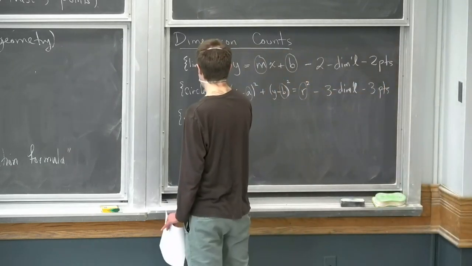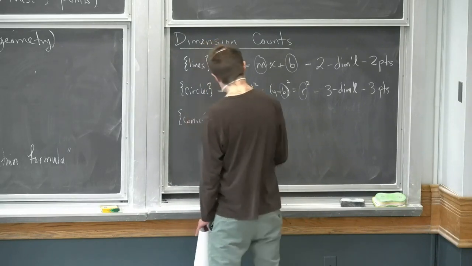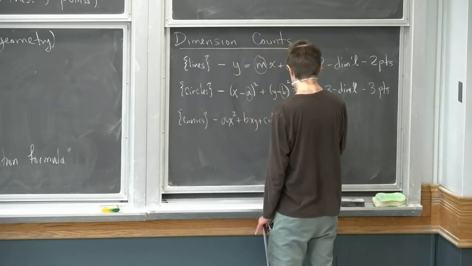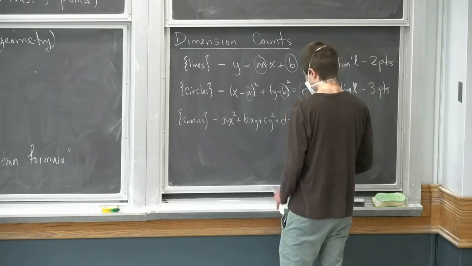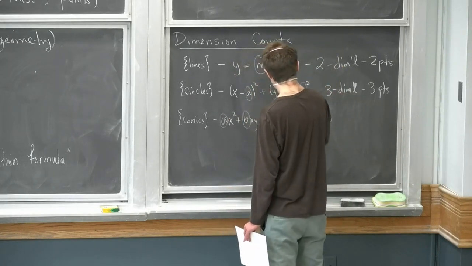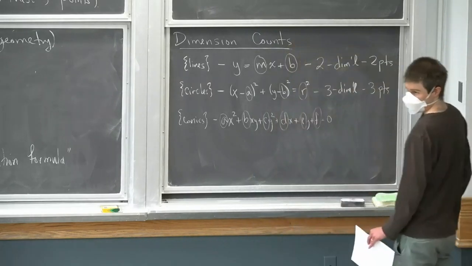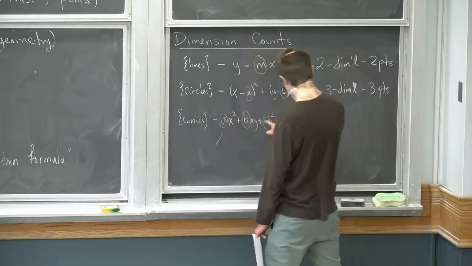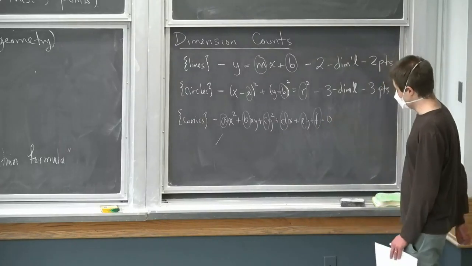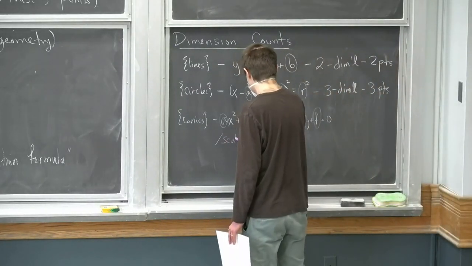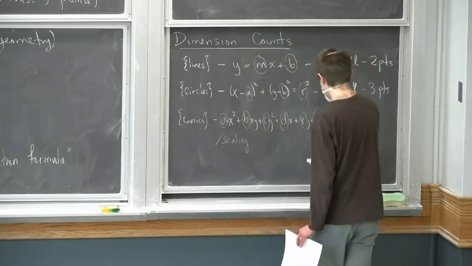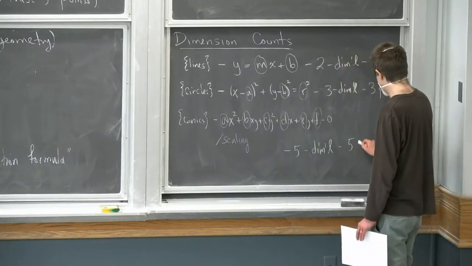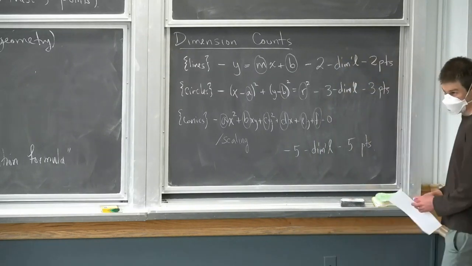Similarly, conics. Well, to specify a conic, I'd have to write this. And it looks like this is 6 parameters. But it's really only 5 parameters, because if I multiply all of these parameters by 2, let's say, then I get the same conic. So it's really this mod scaling. Okay? And so there's a 5-dimensional space of conics, and I can pass a conic, again, through 5 points.